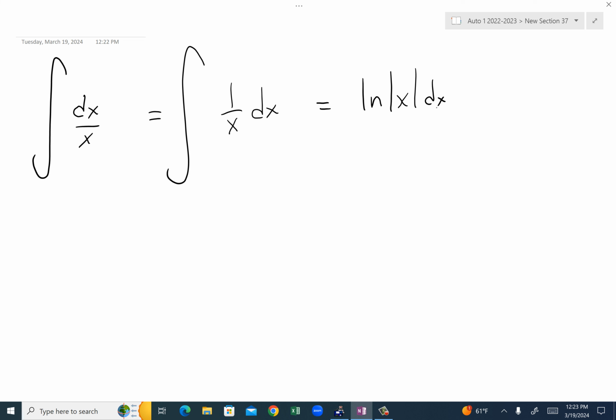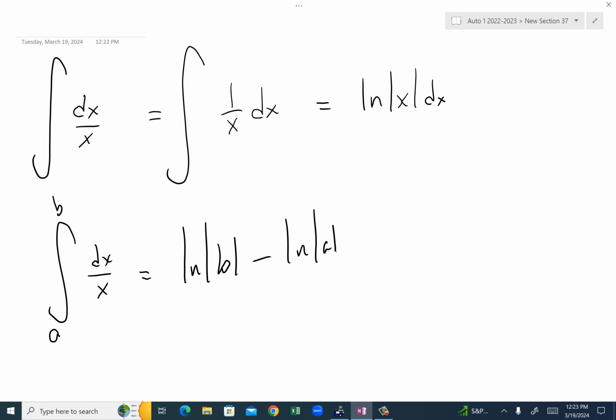Now, question. What would happen if you were to integrate it like this? Well, it would be the ln of b minus the ln of a. I agree. Or another way to write that would be the ln of b over a. Am I right? What's missing here? Plus c. Right? Plus c.